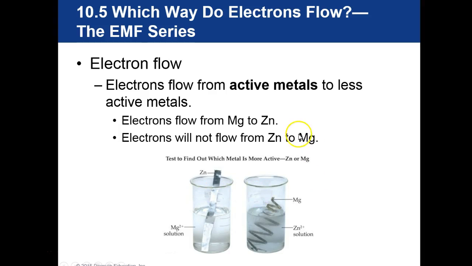Electron flow from active metals to less active metals can actually help preserve a few things. And we're going to learn about how those things work and some of the things that you're familiar with here in a second. But electrons will flow from magnesium to zinc. Electrons will not flow from zinc to magnesium. Here's a test to find out which metal is more active. If we put zinc in a magnesium solution or magnesium in a zinc solution, you can see the difference there.